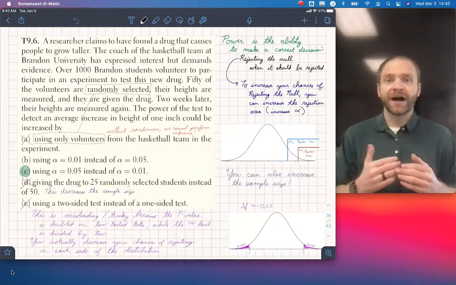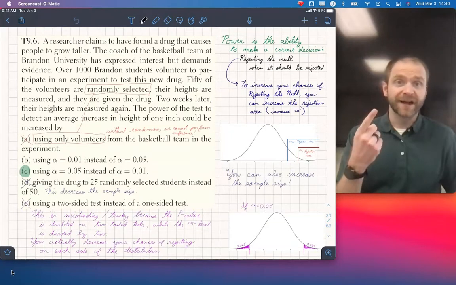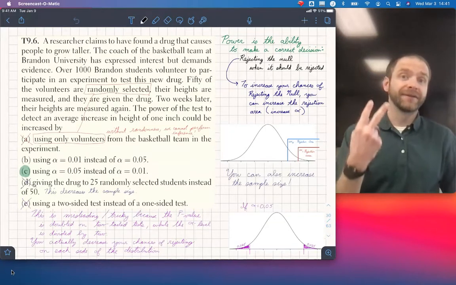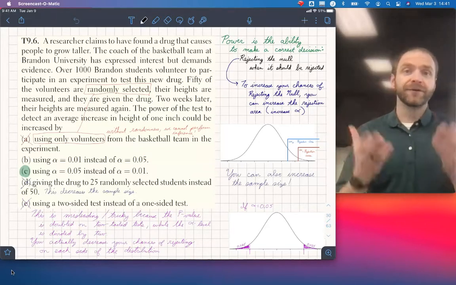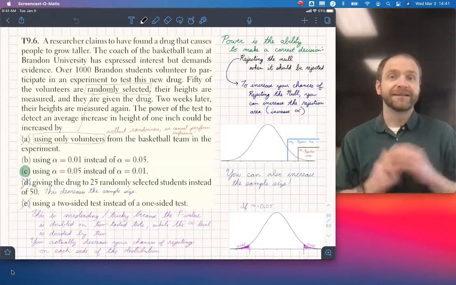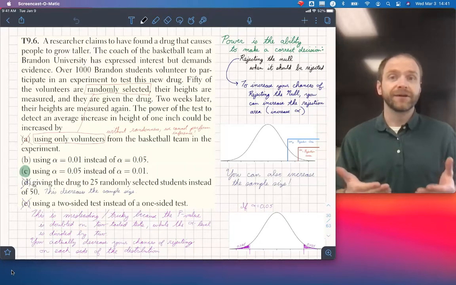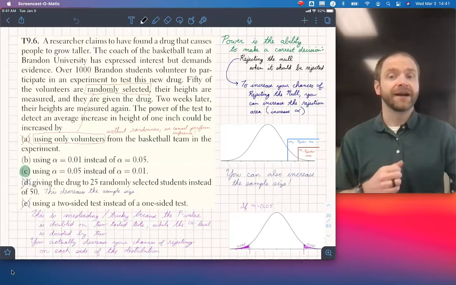To increase your power, you can increase your sample size, or you can increase your alpha level. But also be aware, when you are increasing your alpha level, alpha is the probability of committing a type 1 error. So you're also increasing the ability of committing a type 1 error.